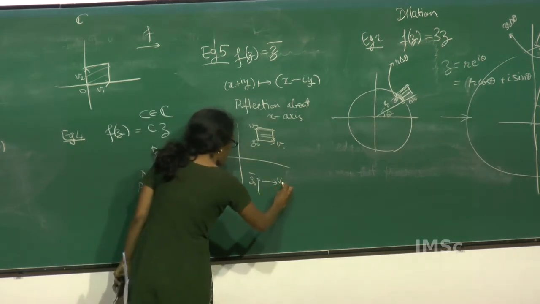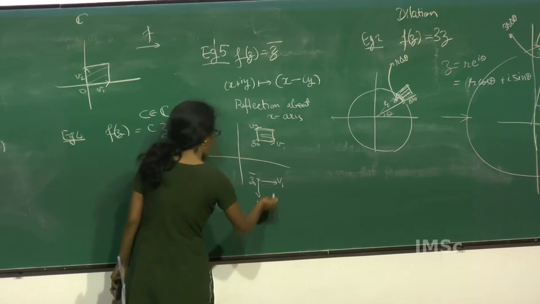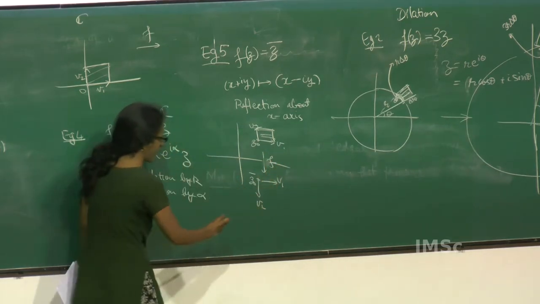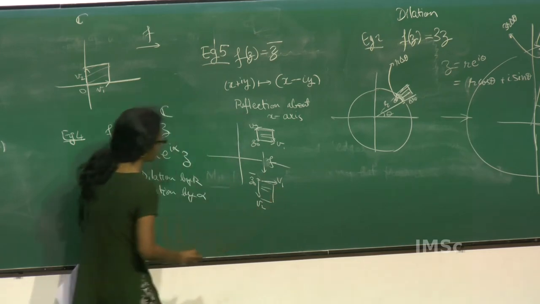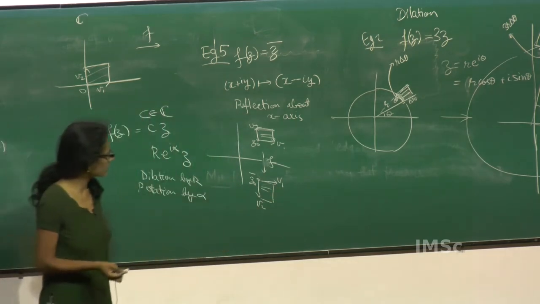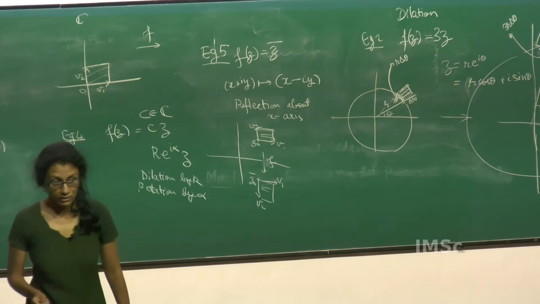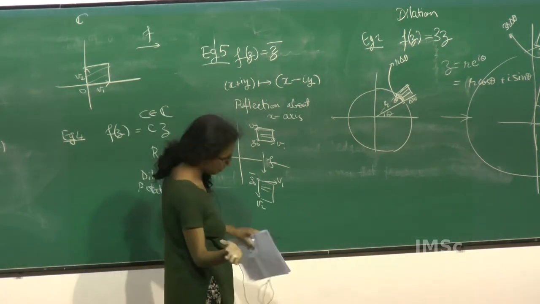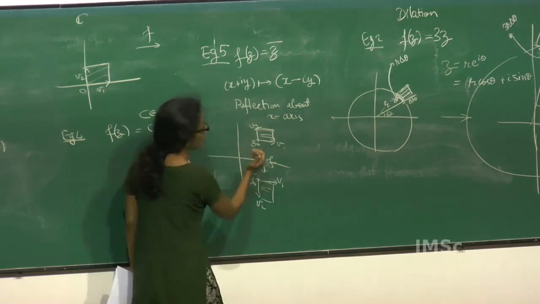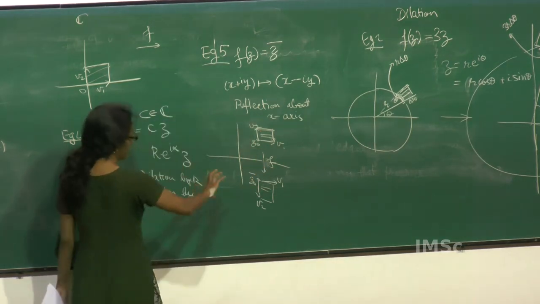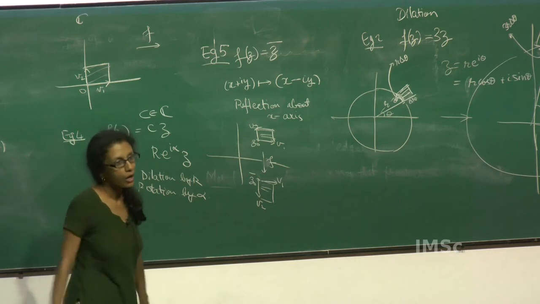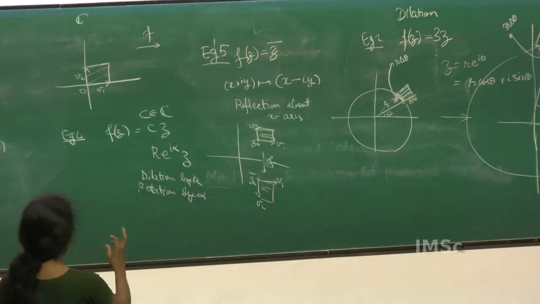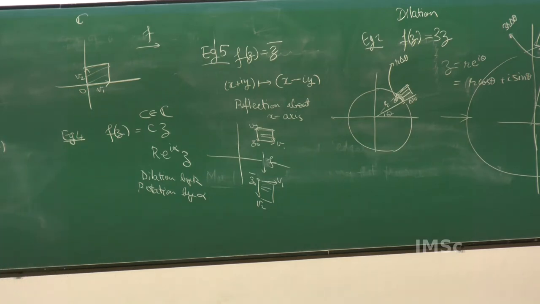So this is what the map does. Notice that a square is taken to a square, but the orientation is reversed, right? Like here, if you take your right hand and rotate V1 to V2, your thumb is pointing upward, whereas here you do the same, your thumb is pointing inward. So the orientation is reversed. So this is a slightly different function from all those things we've seen before.